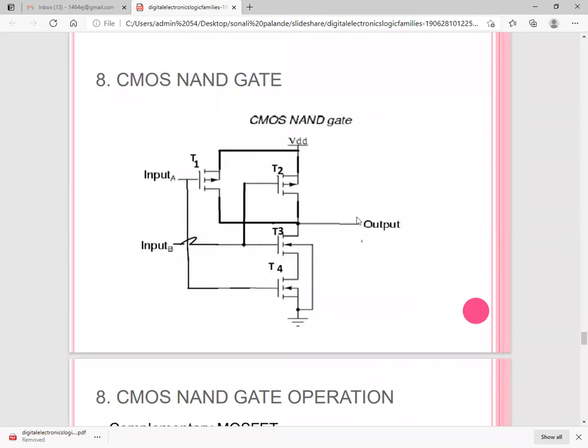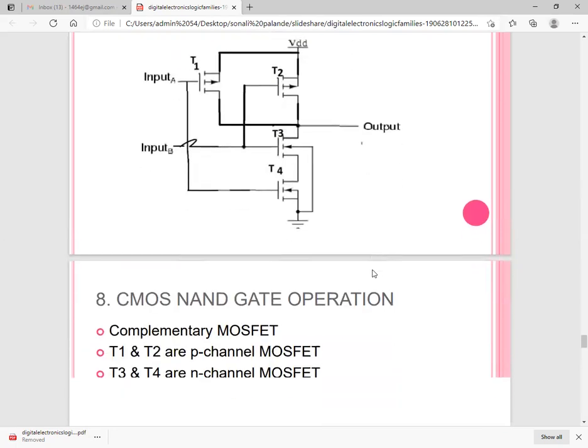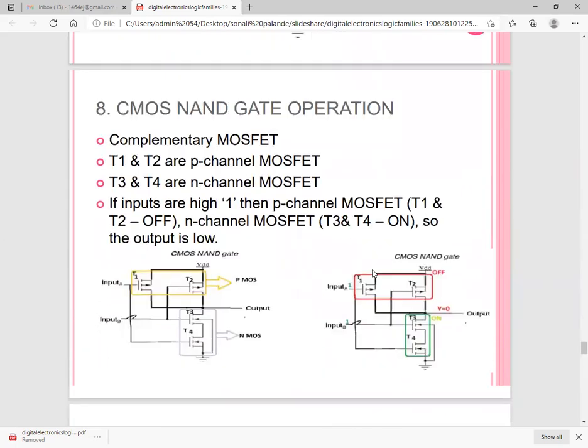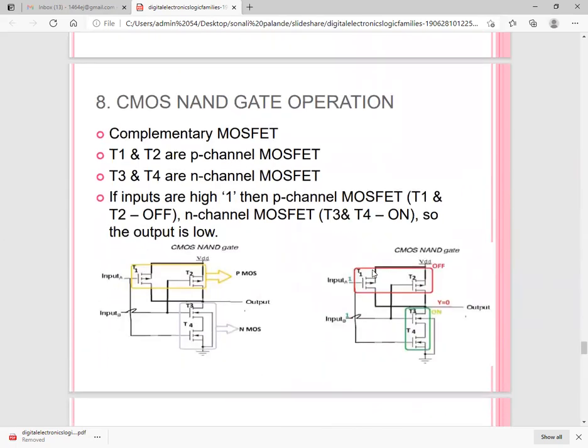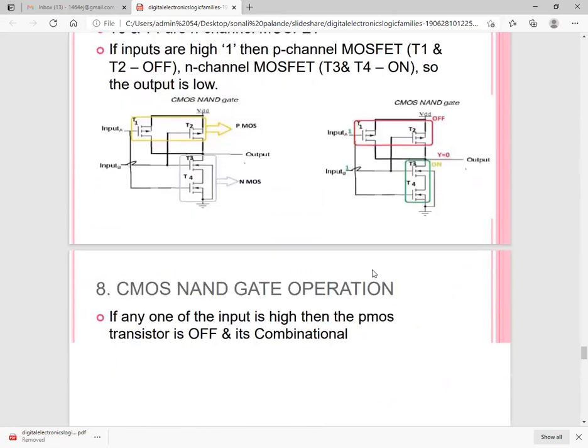So this is the circuit diagram of the CMOS NAND gate. CMOS NAND gate operation. Complementary MOSFET: T1 and T2 are P-channel MOSFETs and T3 and T4 are N-channel MOSFETs. If inputs are high, that is 1, the P-channel MOSFETs T1 and T2 are off, and N-channel MOSFETs T3 and T4 are on. So the output is low.